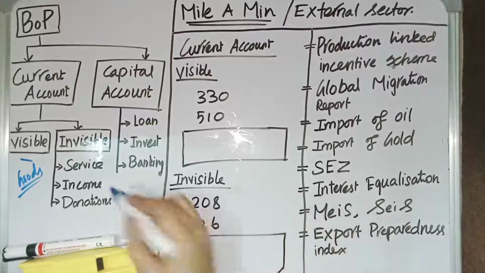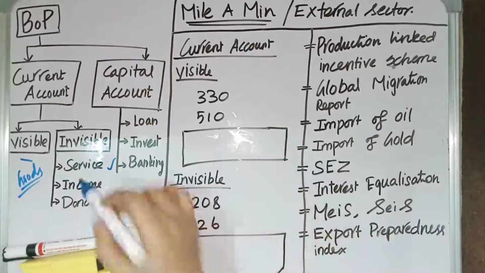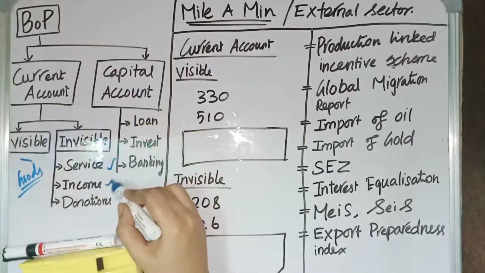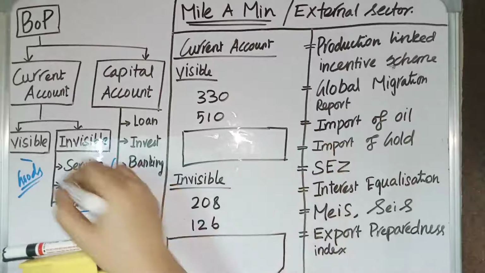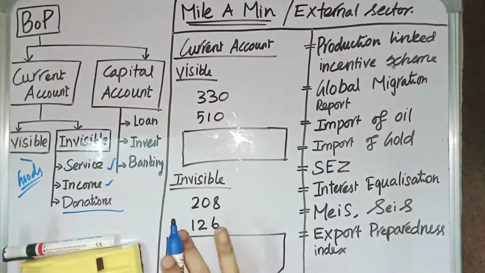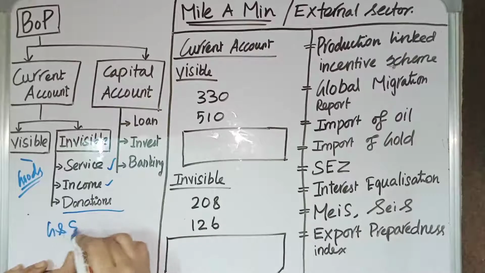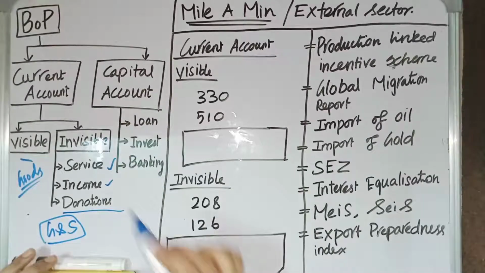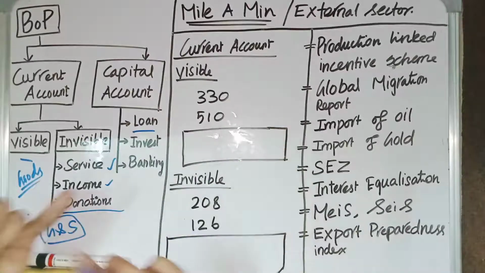Under invisible, we have services. The services that we render are not visible, right? So services come under invisible, and the income of NRIs and the donations from foreign countries are also things which come under invisible. Both visible as well as invisible, which means both goods and services together, form this current account. Whereas in capital account, we have loans, the loan which we get from World Bank or IMF.